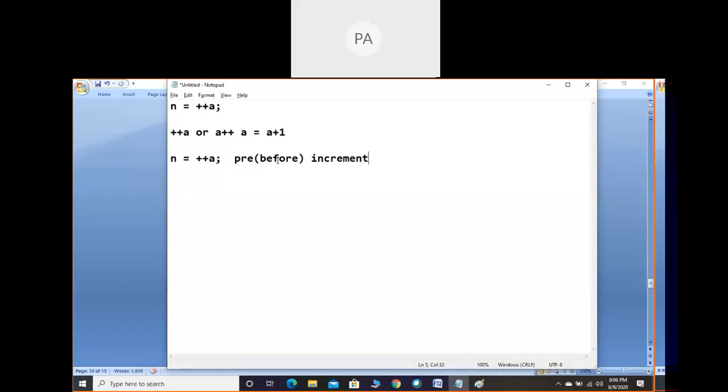Before means first we have to do. So first we have to do the increment operation, then we have to do the assignment operation. So again, I will tell, first we have to do the increment operation, then the assignment operation, because plus plus is present before the variable.